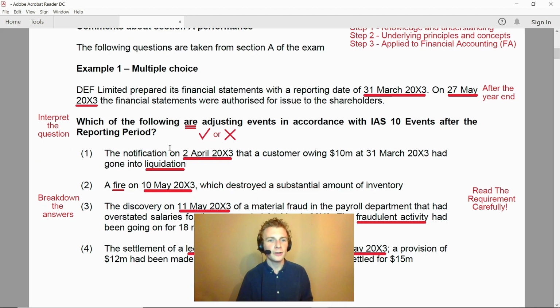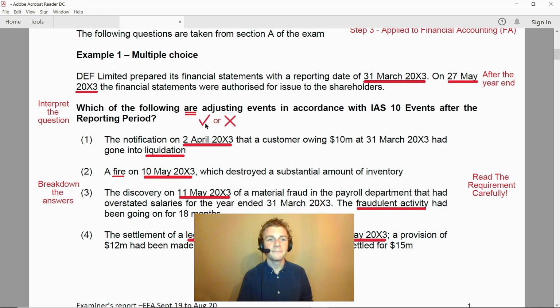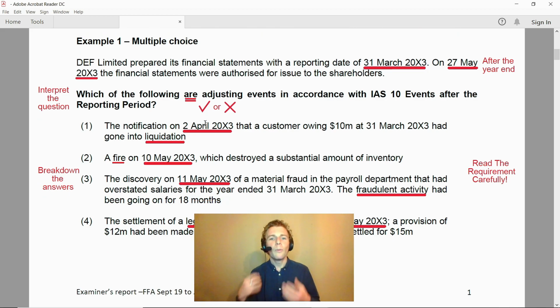So coming on to question 1, and this was an example of multiple choice, so we touched on that at the start of the video. But as you can see here, you've got to be asking yourself the question: what are the key elements within the requirement that I need to be picking up on, and what's it actually relating to here?